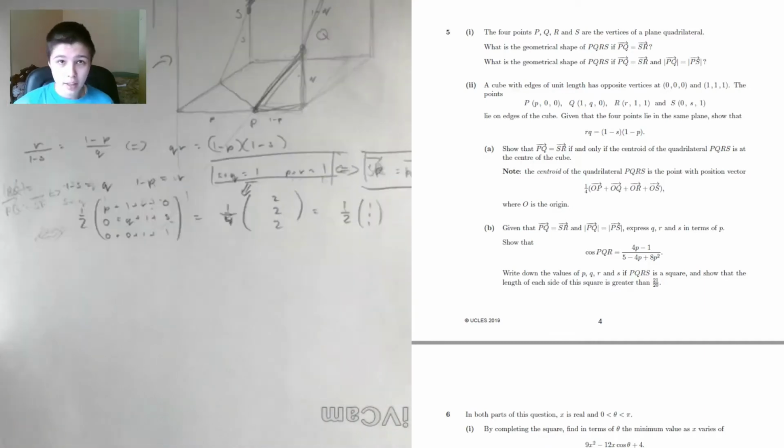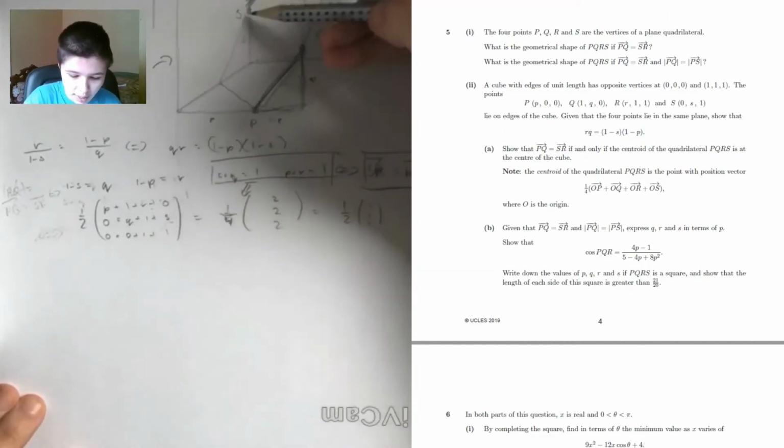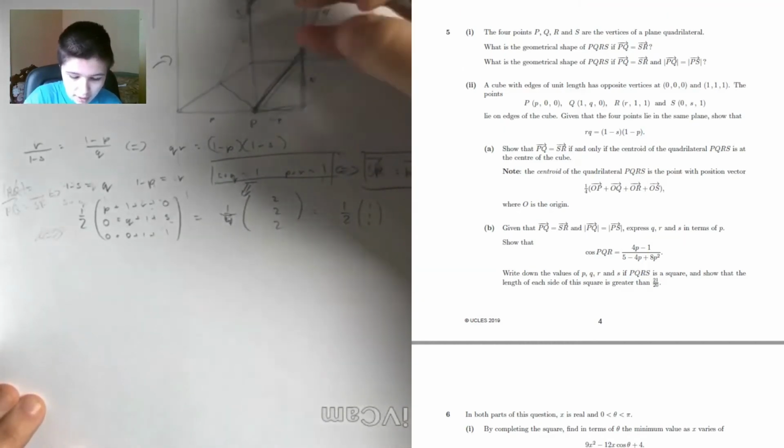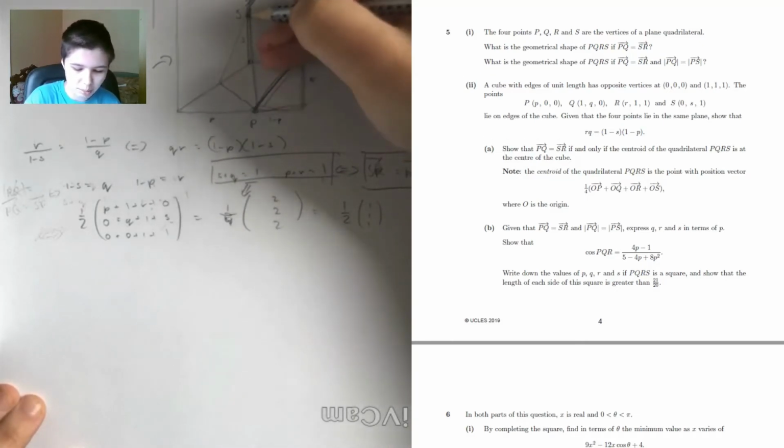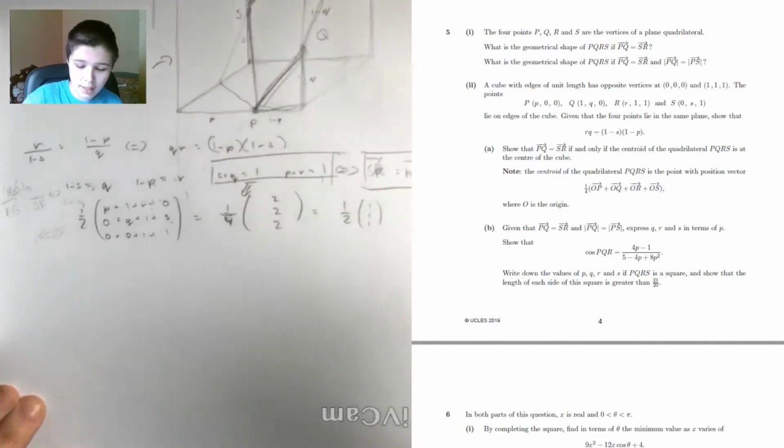as required. If then we have PQ equals SR and PQ equals PS, then express Q, R and S in terms of P. Well, PQ equals SR means that, this looks like a really bad drawing, but the corner here doesn't pass through the line PS.